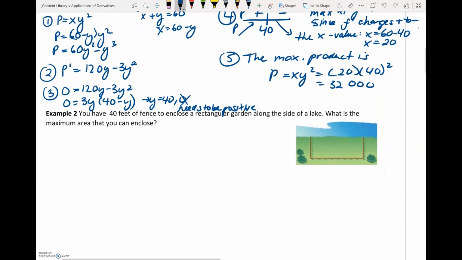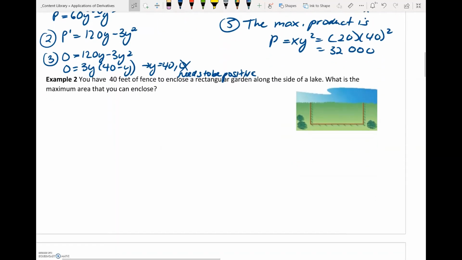Let's do another example. In this next example, we want to have 40 feet of fence to enclose a rectangular garden along the side of a lake. We want to find the maximum area that we can enclose.